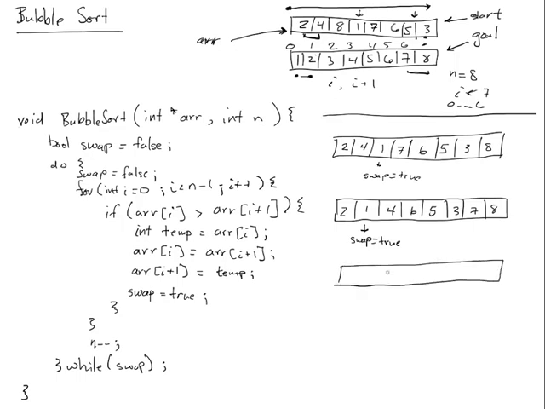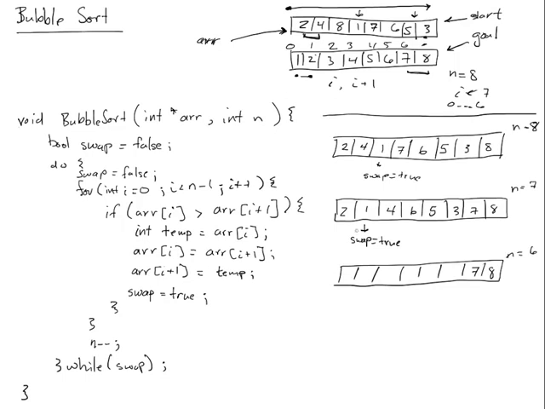Okay, let's draw this in. So I'm actually going to make that a little bit more clear that we're not even checking the last two items anymore because n, so right here, n equals 7. Oh, sorry, n equals 8. Right here, n equals 7. Right here, n equals 6.